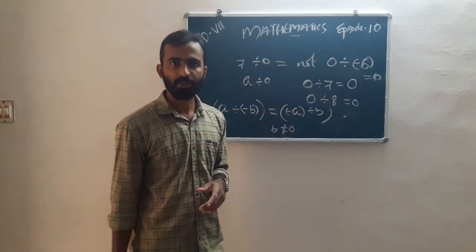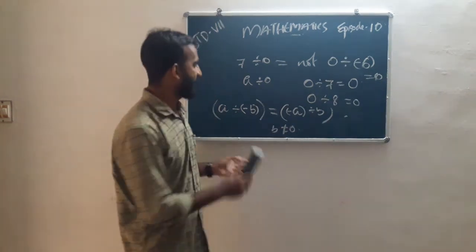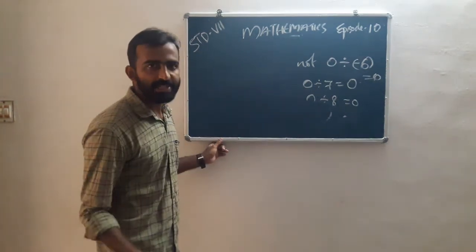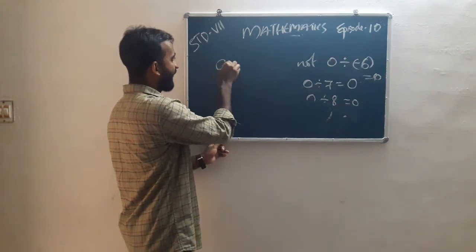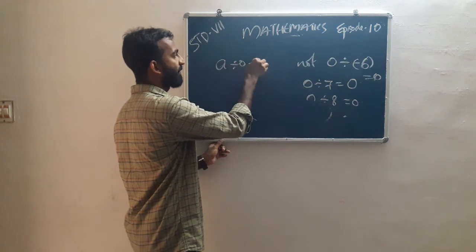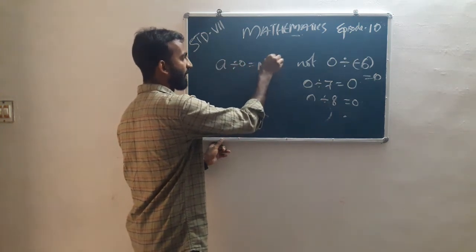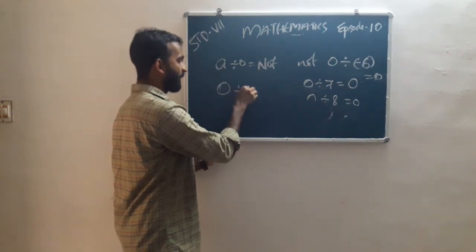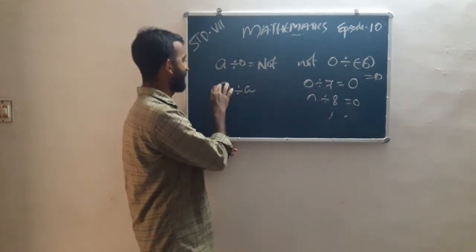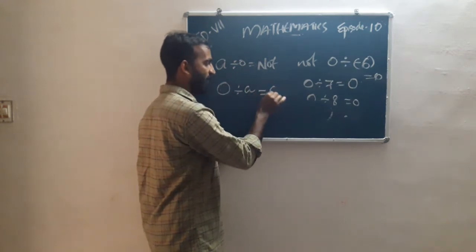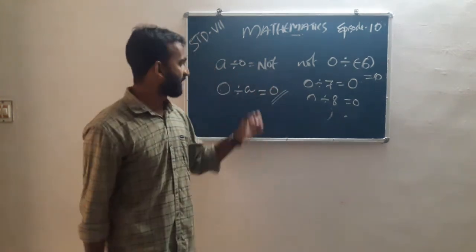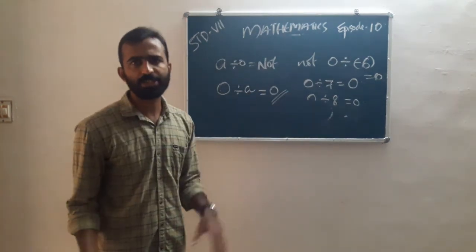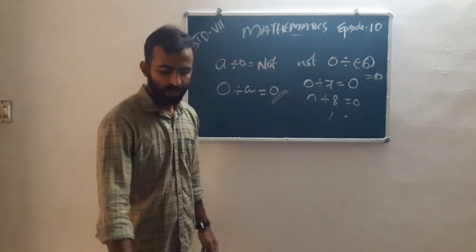What is the answer? 0. Generally, what can we say? A divided by 0 is not defined, and 0 divided by A equals 0. A means any integer.